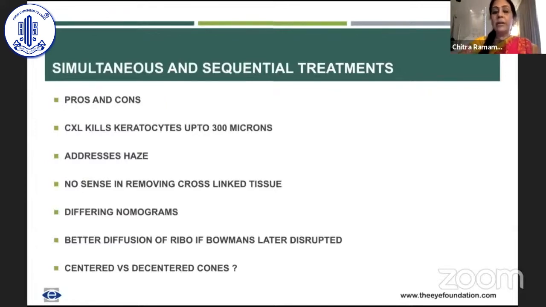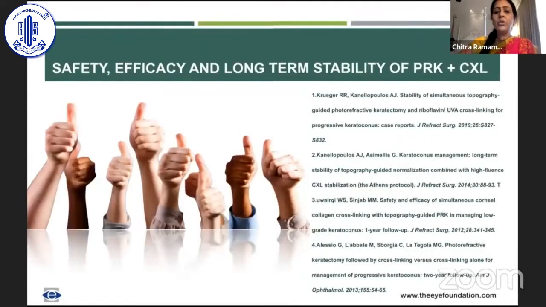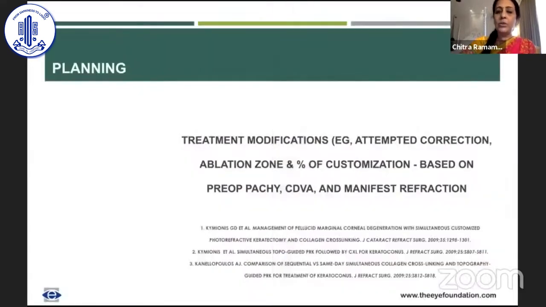And more importantly, if you were to do a topo-guided treatment first, then it would remove the Bowman's, which would allow better diffusion of riboflavin. So then a lot of fingers came forward, telling us that topo-guided PRK with cross-linking, doing a simultaneous treatment, was the way to go.